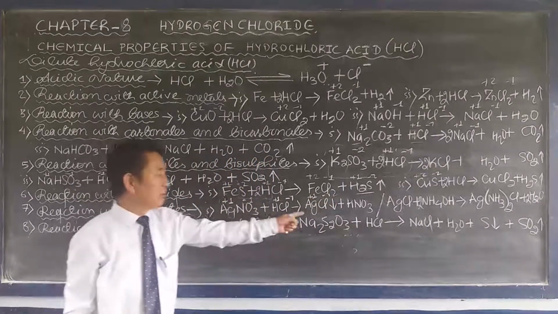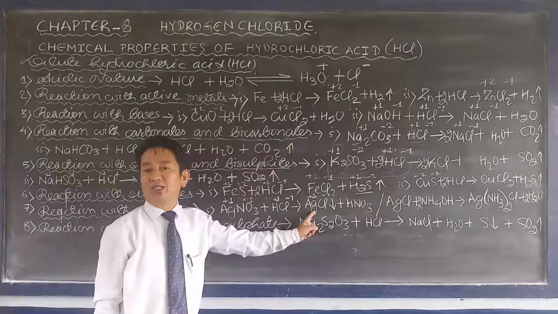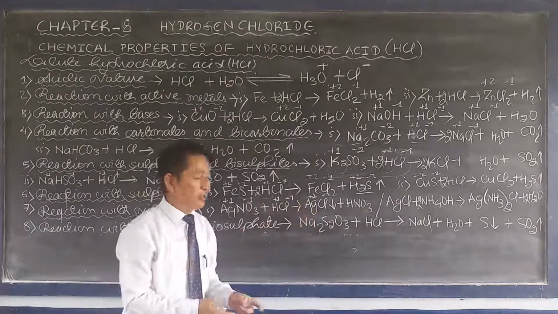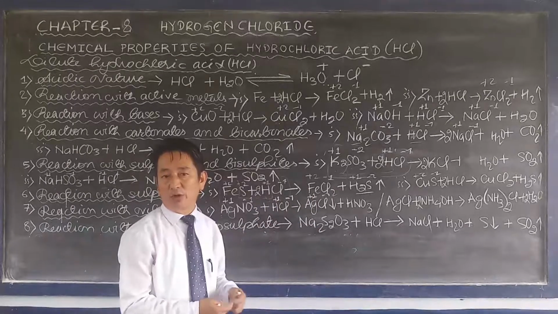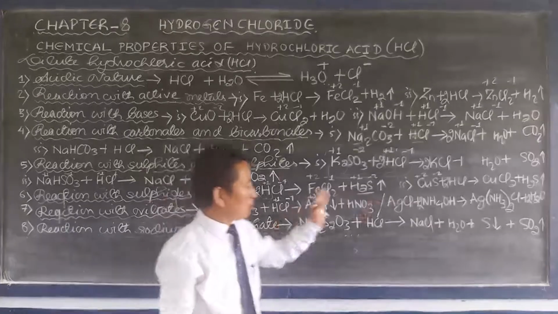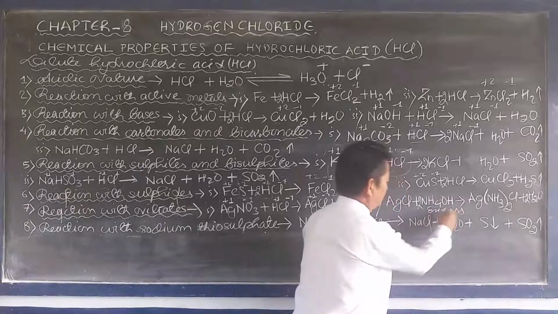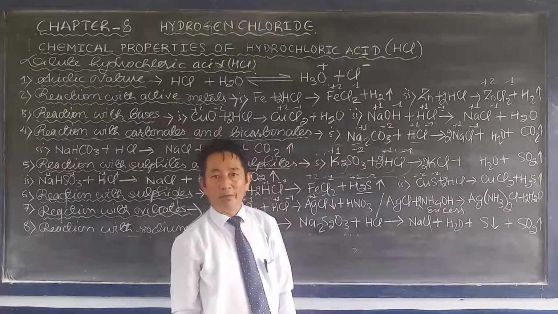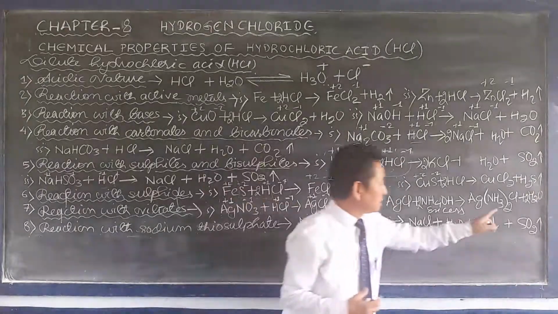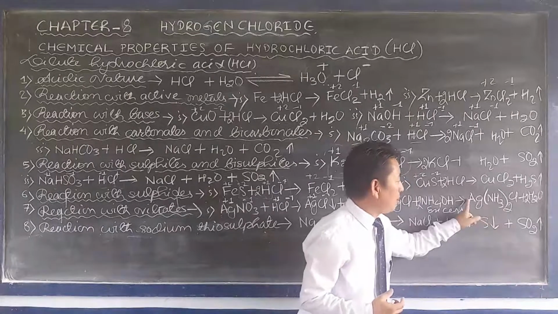A white precipitate of silver chloride is formed. And this white precipitate is insoluble in all acids. However, it is soluble in excess of ammonium hydroxide, thereby forming a colorless solution of diamminesilver chloride.